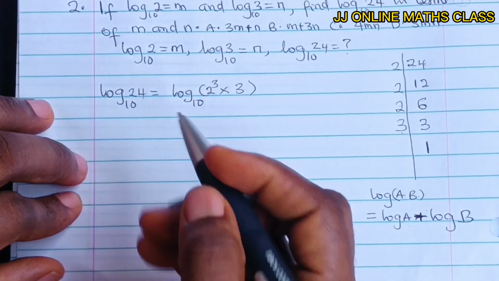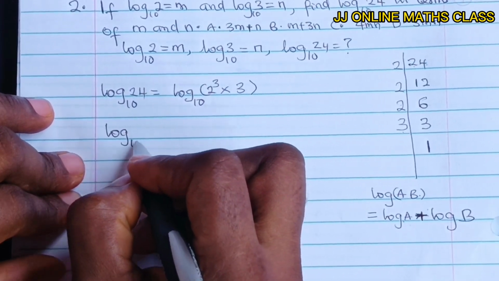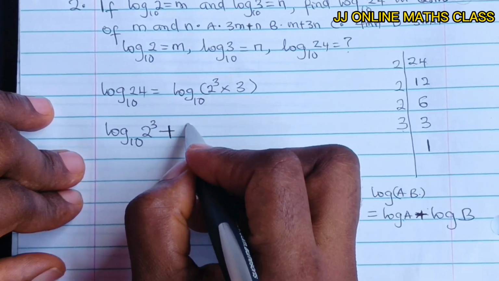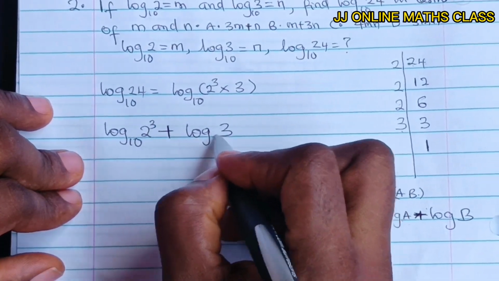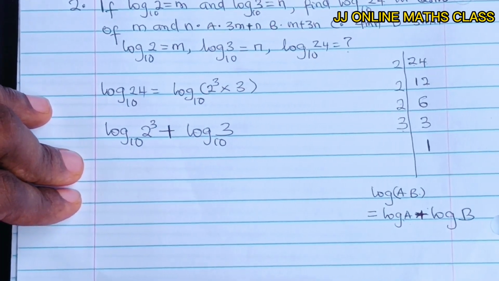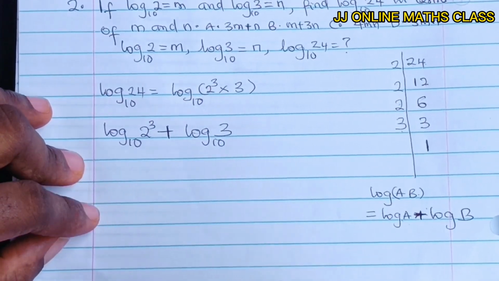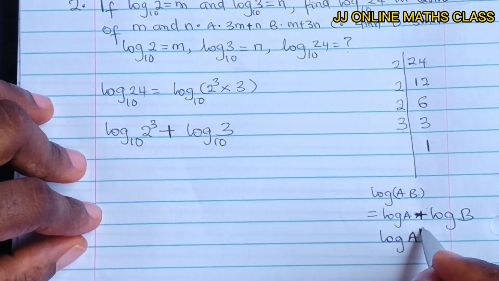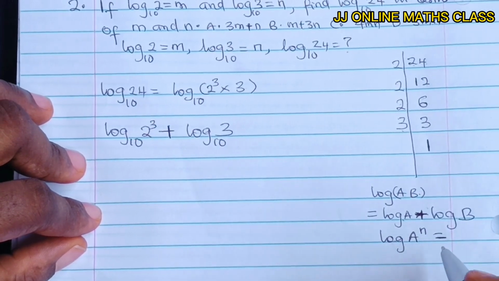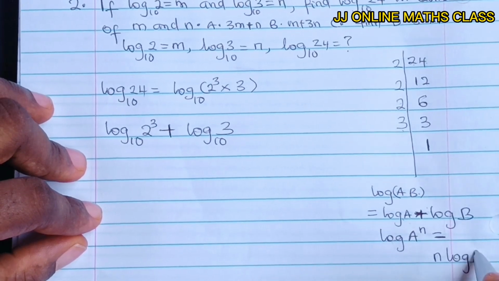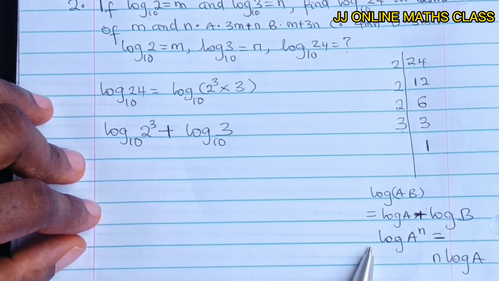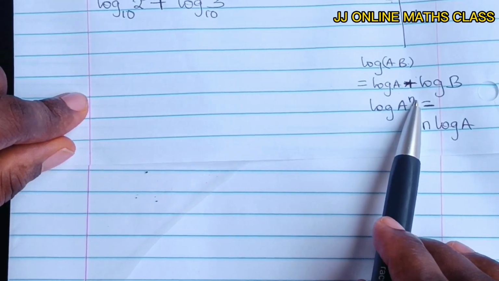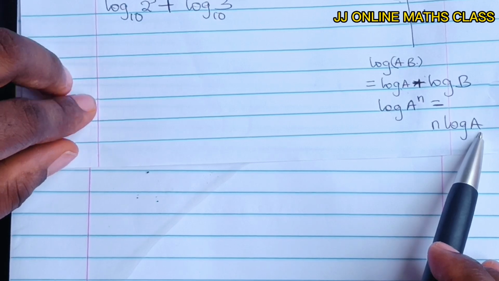That means we can express this as what? Log to base 10 of 2 to the power of 3 plus log to base 10 of 3. Now, let's recall another law of logarithm that states that log A to the power of n can be expressed as what? n log A. That means the power can be brought down. Okay? Alright. So this log A to the power of n can be expressed as n log A.